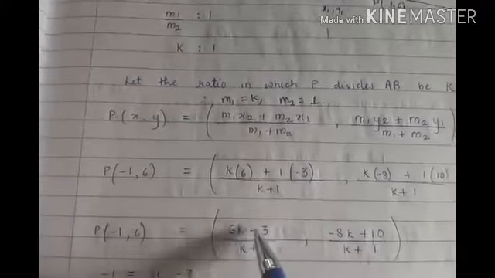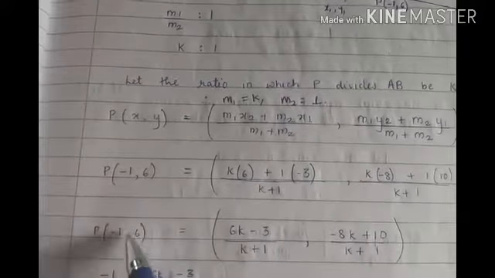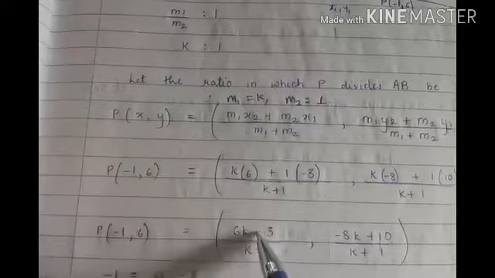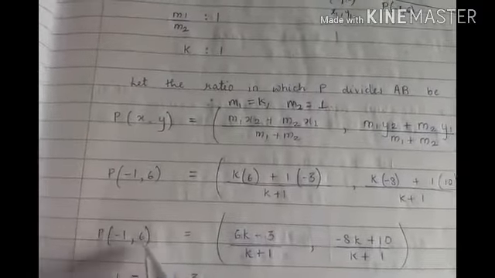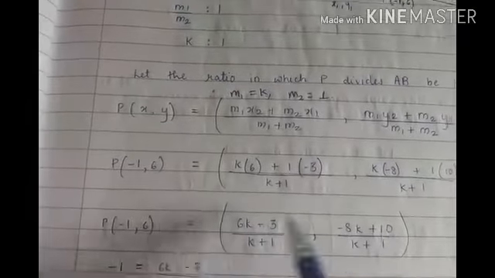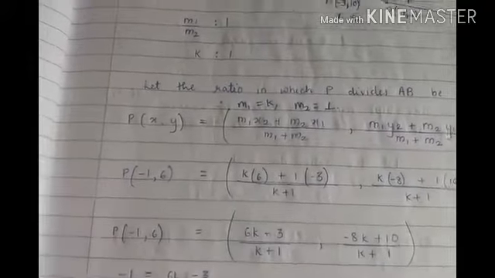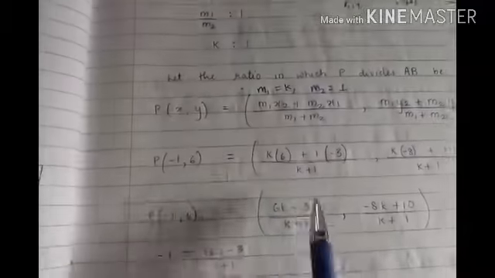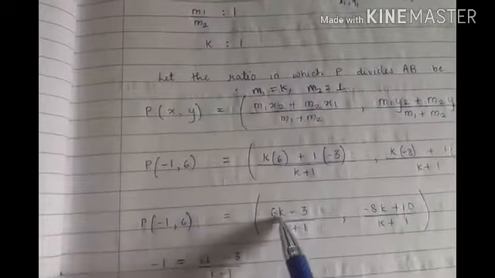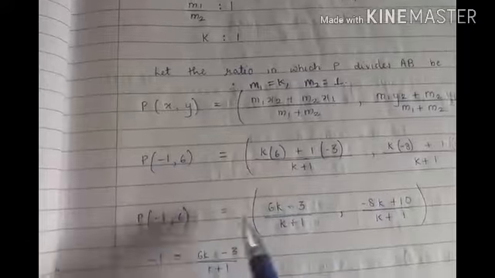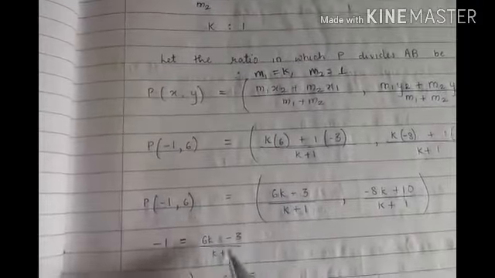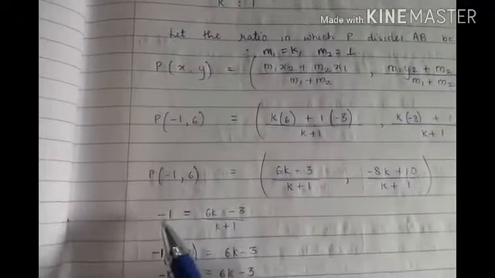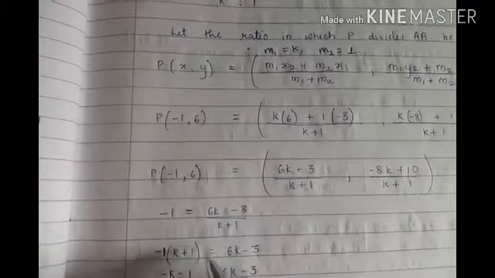Now if you compare, this is the X coordinate, so you can equate this with this. Similarly, this entire expression is the Y coordinate and this is the Y coordinate, so you can equate them. You can take either the X or the Y coordinate, but we are taking the X coordinate. So we are equating this with this. So -1 is equal to (6K - 3) upon (K + 1). Now cross multiply: -1(K + 1) is equal to 6K - 3.